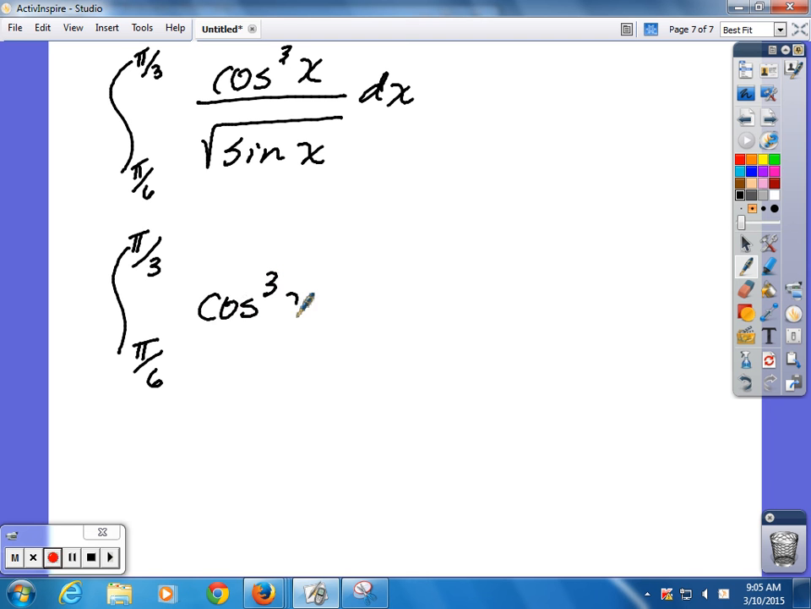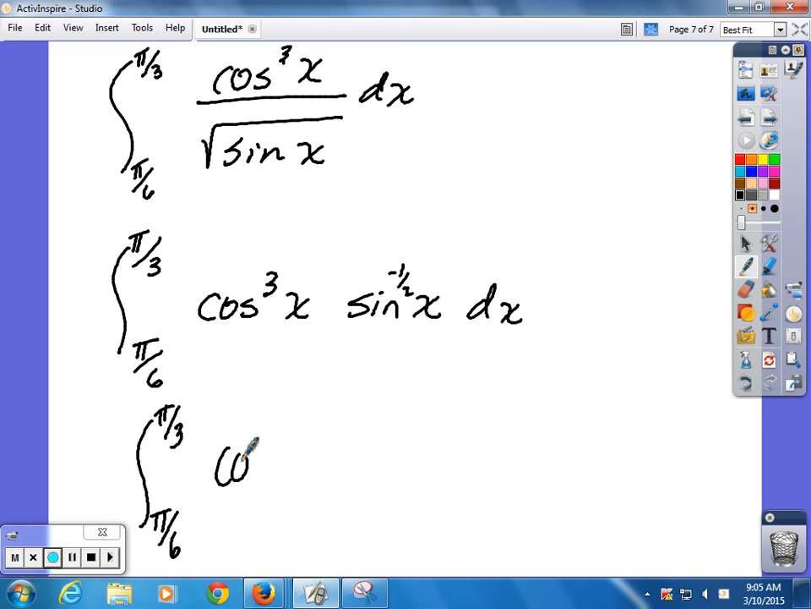Cosine cubed of x times the sine of x to the negative 1/2 power, dx. And that's going to be the antiderivative from pi over 6 to pi over 3 of cosine squared of x times sine negative 1/2 x times cosine of x dx.